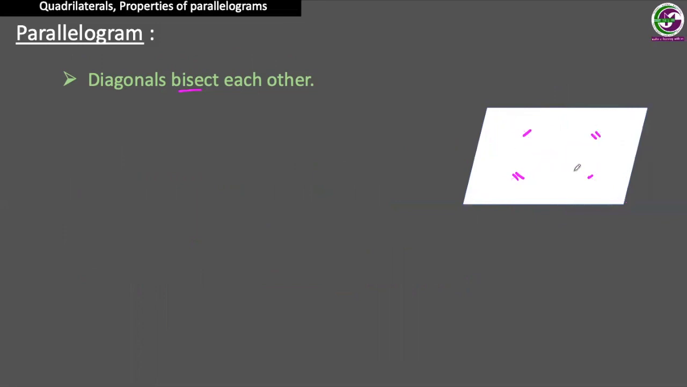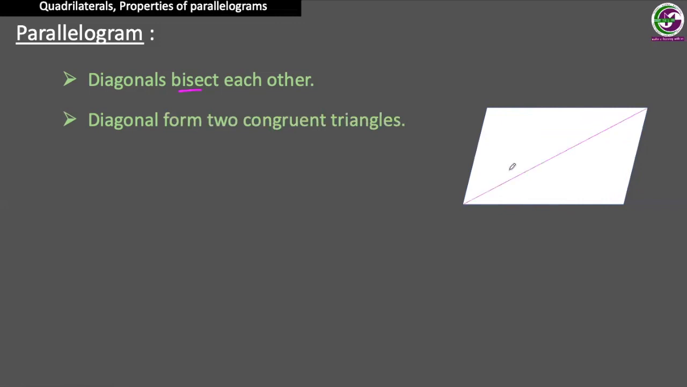Next property says that diagonals form two congruent triangles. Let us take only one diagonal. Then the first triangle here will be congruent to the second triangle. And if you take this other diagonal, then also we can get the third triangle will be congruent to the fourth triangle. Anyway, one diagonal cuts the parallelogram into two congruent triangles.